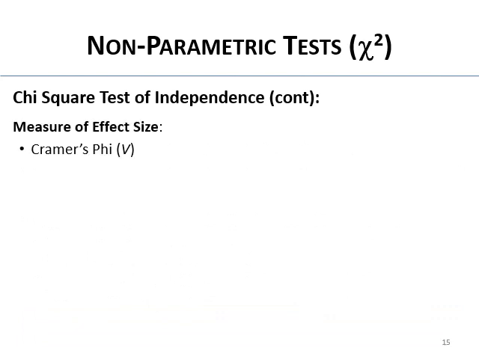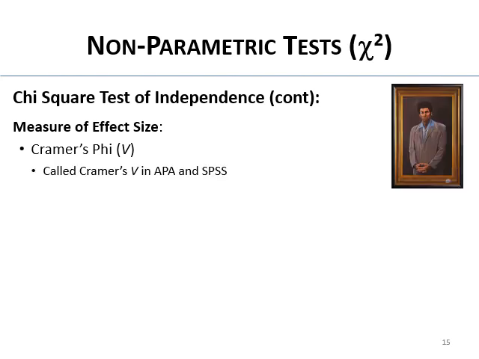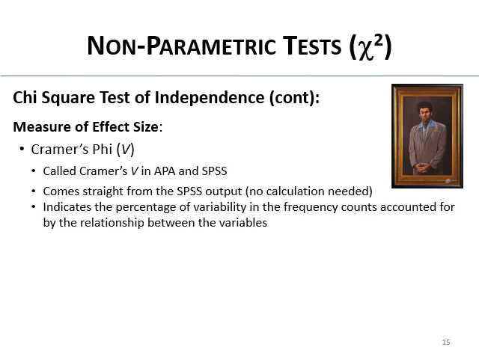There is a measure of effect size. It's called Cramer's V. In SPSS, it's called V, Cramer's V. So I don't know why. They just chose to do that. The good news is SPSS calculates it. It's right on the output. You don't have to do any math on your calculator. And it indicates the percentage of variability in the frequency counts accounted for by the relationship between the variables. So it's kind of like eta squared or omega squared.